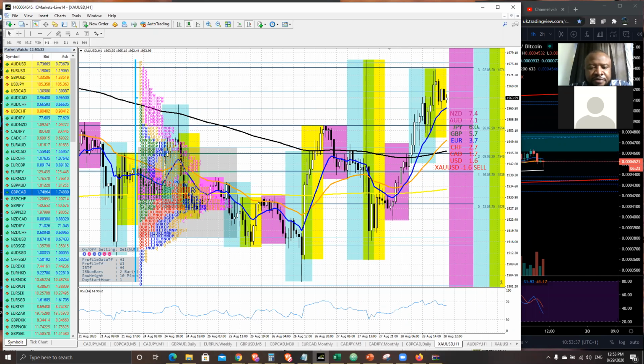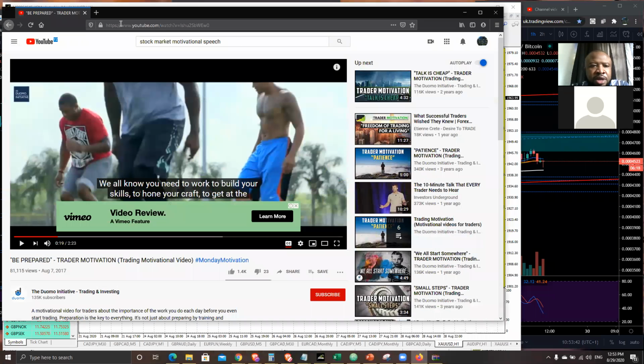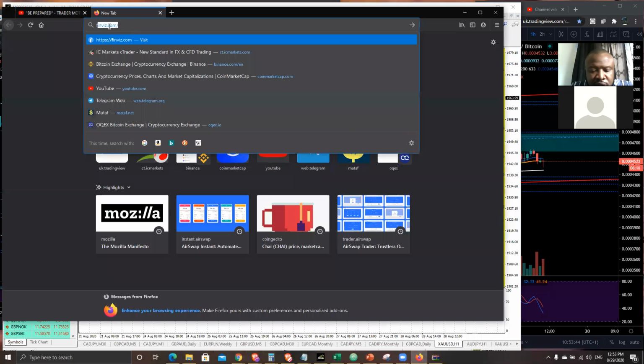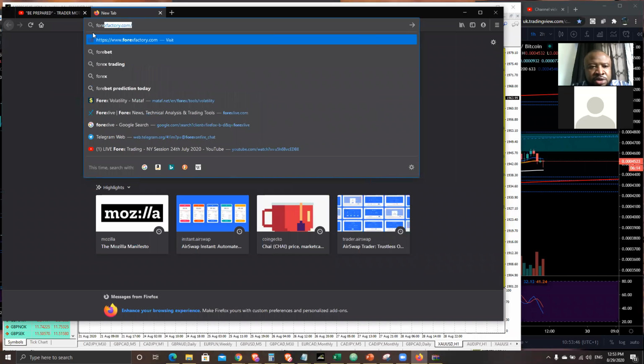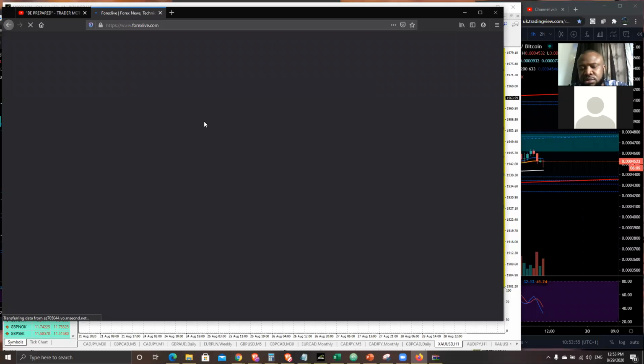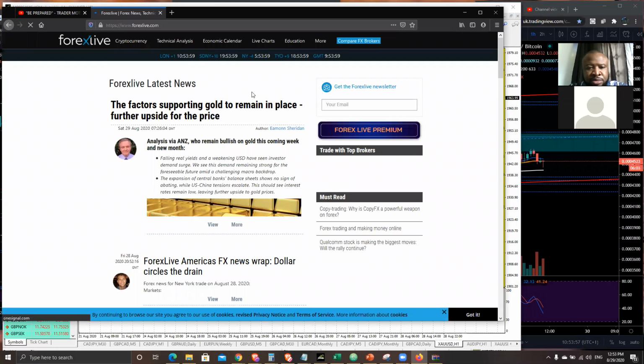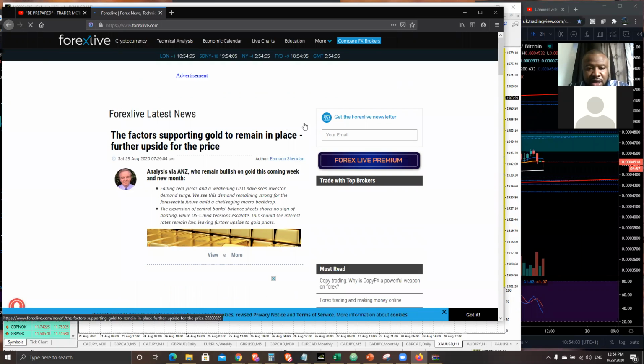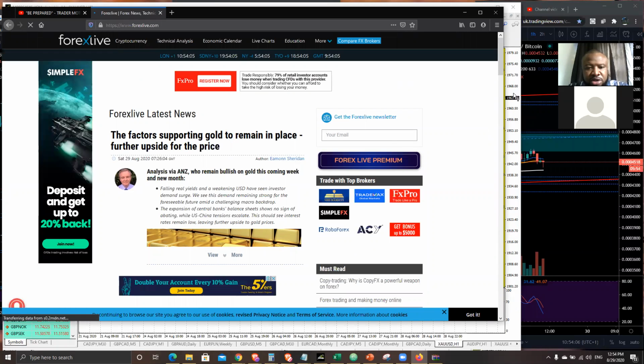Yeah, I think the first thing I want to start with would be possibly looking at a bit of fundamentals. Also, the month is coming to an end, and it's so essential to analyze the monthly chart. So this says the factors supporting gold to remain in place, further upside for the price.